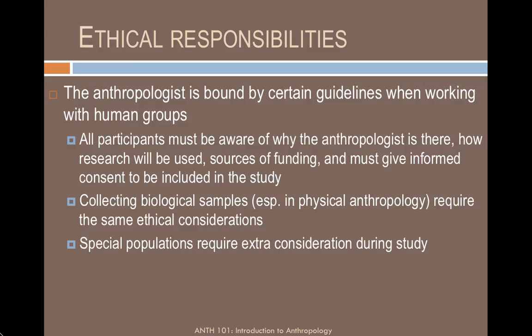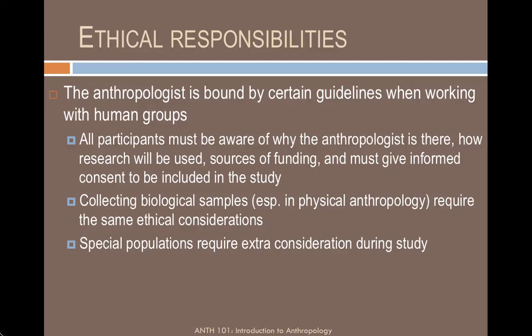Most cultural anthropologists don't do things like collecting biological samples, like blood samples or saliva samples, but some people do. And when we do collect these biological samples, we also have to go through a very strict set of procedures for making sure that we consider the rights of every single person in the study group. So there are some special ethical considerations when it comes to collecting those samples. Finally, there are certain populations that exist within every culture that require even more care.